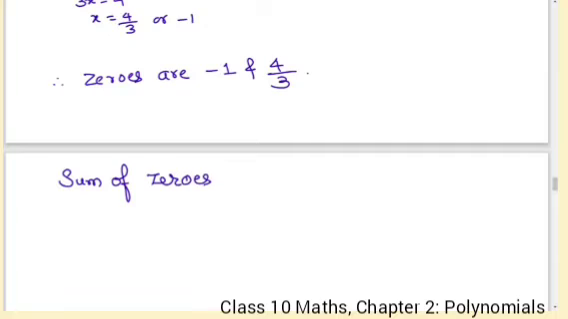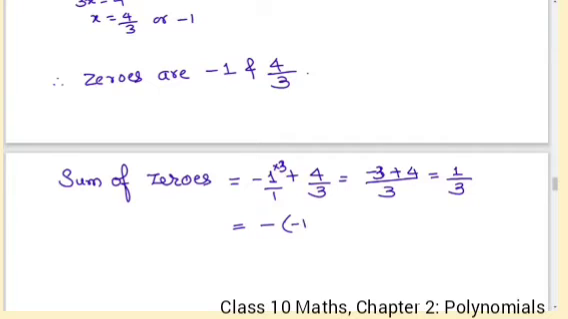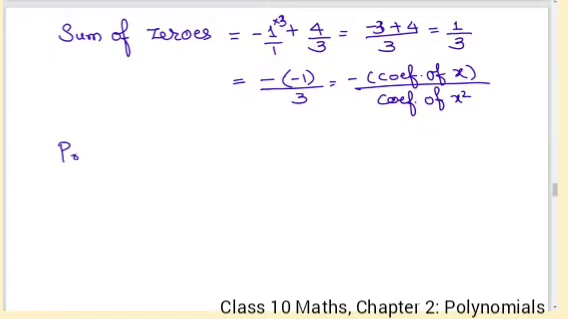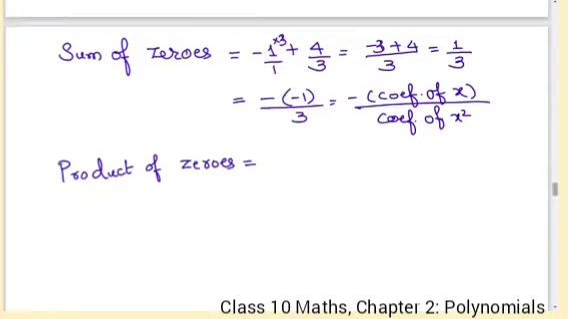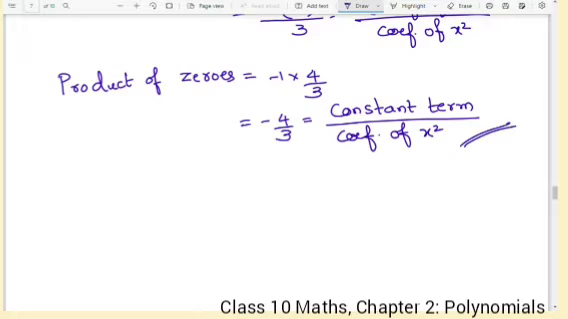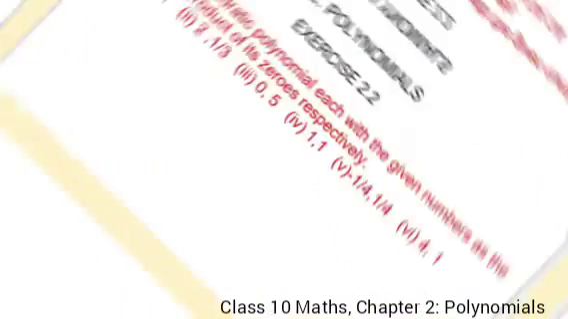Find out sum of zeros, minus 1 plus 4 by 3. Here LCM will be 3. Minus 1, that is minus 3 plus 4 is 1 by 3, or you can write minus of minus 1 by 3, that is minus of coefficient of x by coefficient of x square. Now find out the product of zeros. For the product of zeros, you have to multiply these two terms, minus 1 into 4 by 3, minus 4 by 3, or you can write it as constant term divided by coefficient of x square. So it is also correct here.